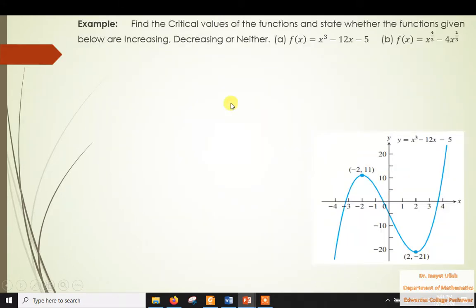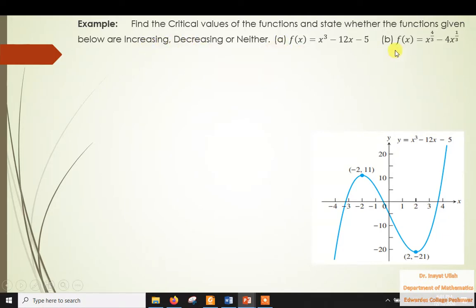Similarly here, this example will show you how we can find the critical values of a function, and how we can know whether the function is increasing or decreasing. So both ideas will be absolutely clear in this example: how to find the critical values, as well as how to know whether the function is increasing or decreasing.